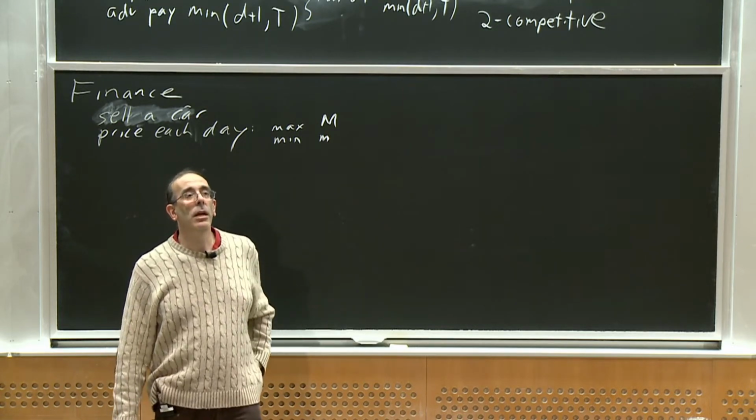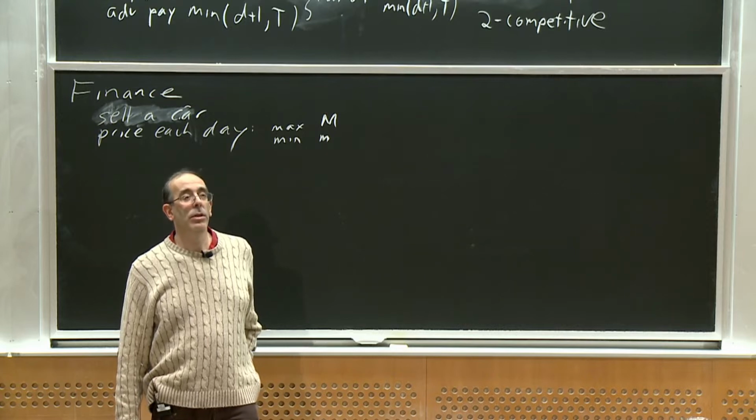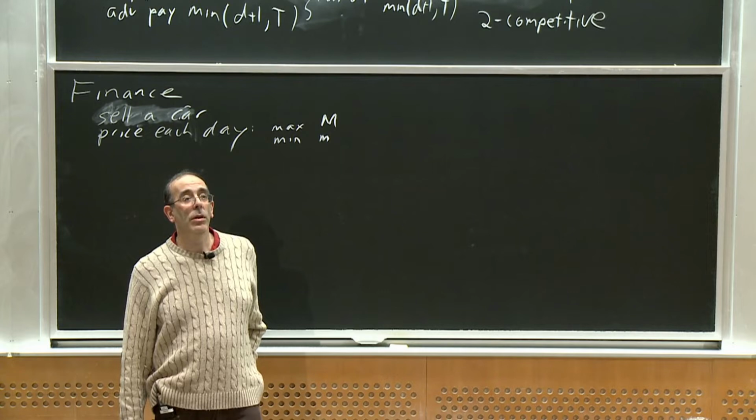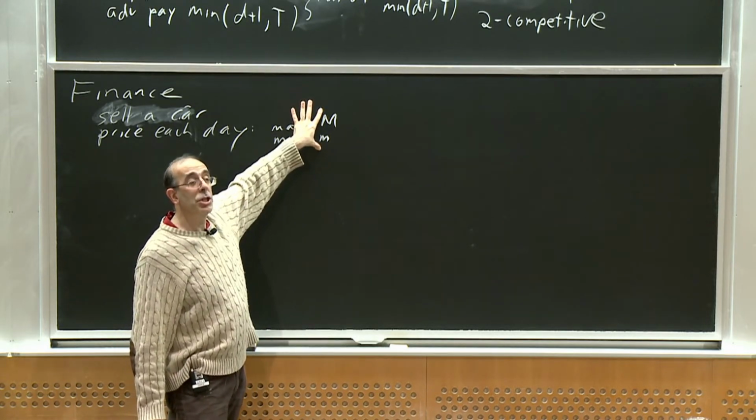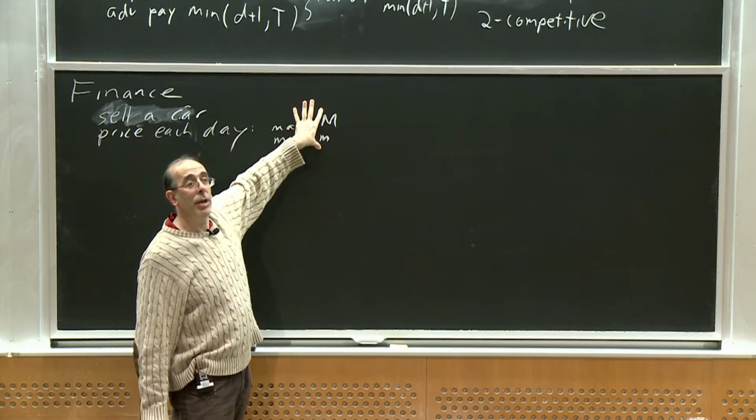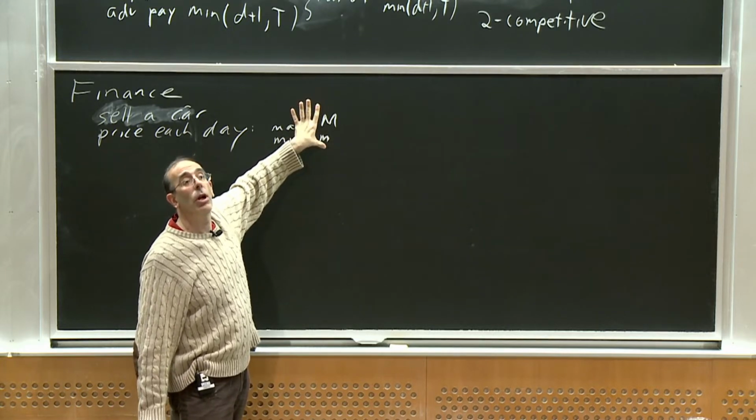Yes? I have a question. Does max M tell you that there's a day where the cost is M? No. These are largest achievable and smallest achievable prices, but there's no guarantee that they ever occur.